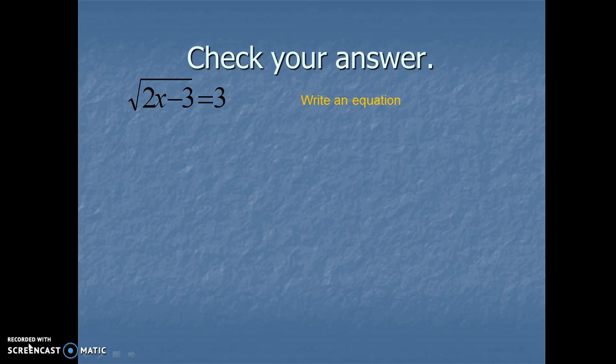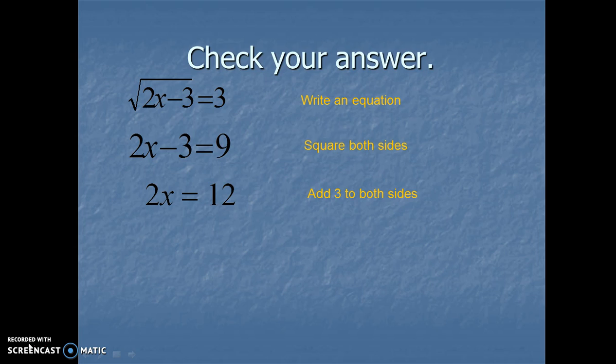Now, the radical is already by itself, so we don't add and subtract first. First thing we're going to do is square both sides. Square and square root goes away, and 3 squared is 9. Now we have a two-step equation we need to solve, so we're going to add 3 to both sides. 2x is equal to 12. Divide both sides by 2, and you end up with x equals 6.